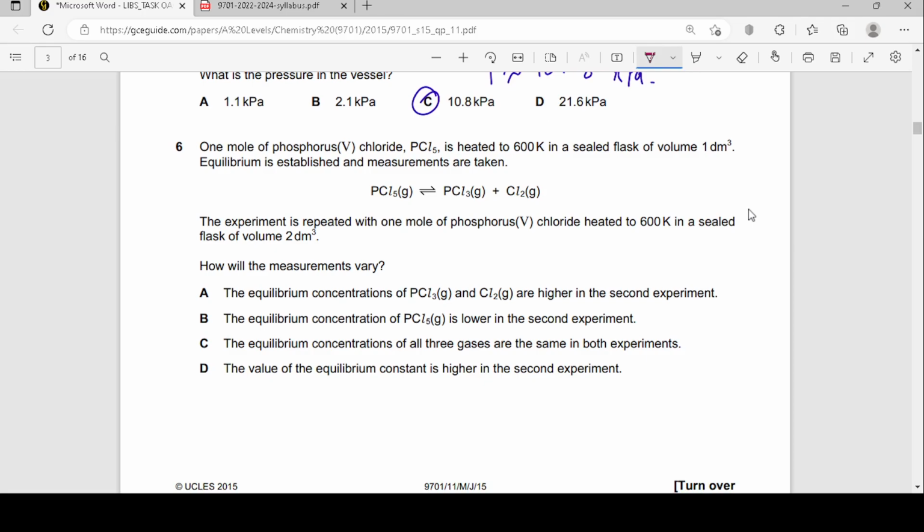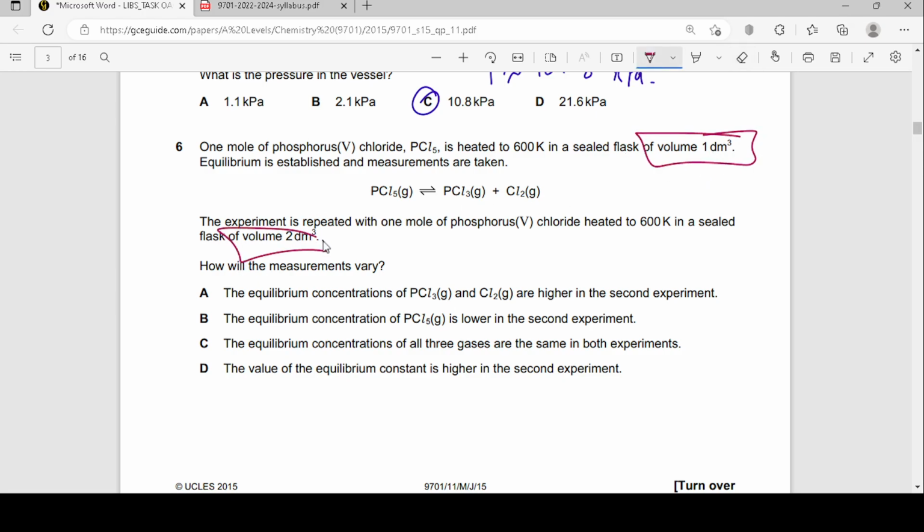1 mole of phosphorus pentachloride, PCl5, is heated to 600 kelvins in a sealed flask of volume 1 cubic decimeter. Equilibrium is established and measurements are taken. The experiment is repeated with 1 mole of phosphorus pentachloride heated to 600 kelvin, so the same temperature, but in a sealed flask of volume 2 cubic decimeter. So your volume is changing. That's an important thing in this question.